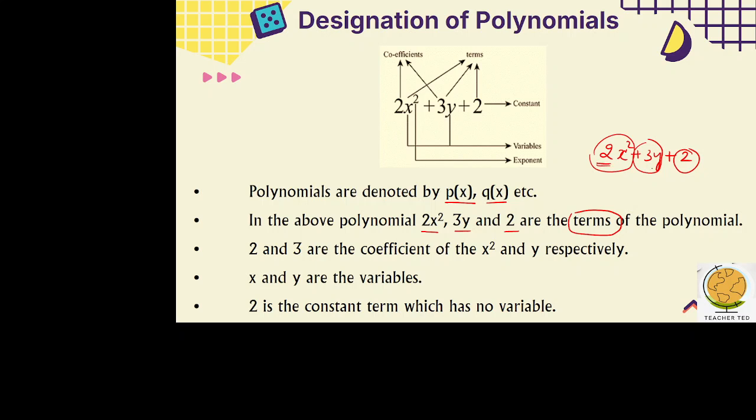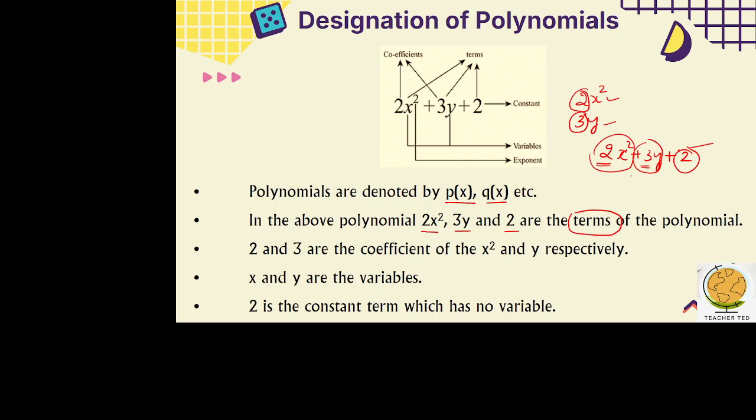Here 2 and 3 are the coefficients of x square and y. You can see here, 2 comes before x square, so this is the coefficient of x square. Similarly in 3y, 3 is the coefficient of y. x and y are the variables in this example. But 2 is a constant term, which has no variable. I'm talking about the final 2. This is called a constant. I hope all of you understood.